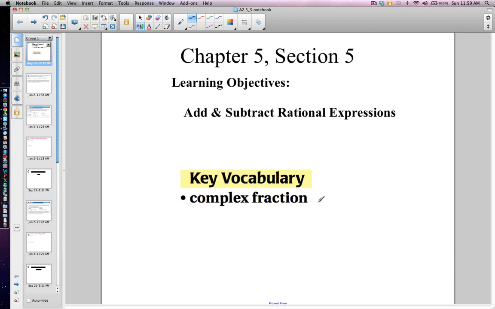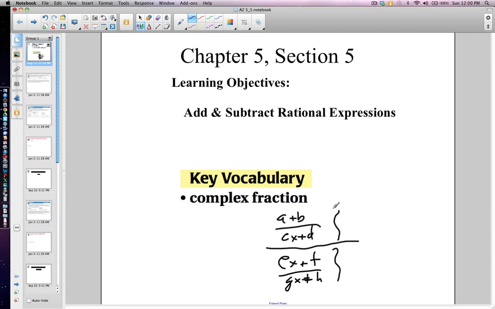And also within here, we're going to come up with a new idea, which is the idea of a complex fraction. A complex fraction is a fraction that has another fraction in the numerator and/or the denominator. So it might look something like this: ax plus b over cx plus d, over ex plus f over gx plus h. So a fraction that has fractions in either the numerator or the denominator is what we would call a complex fraction. Okay, so we'll work with how we deal with complex fractions as well.